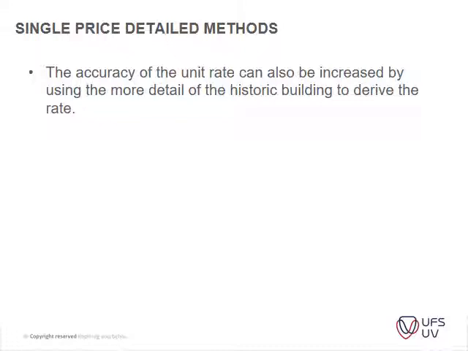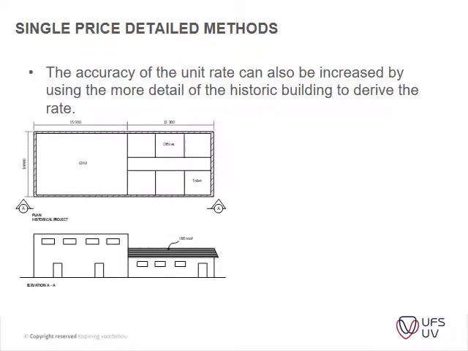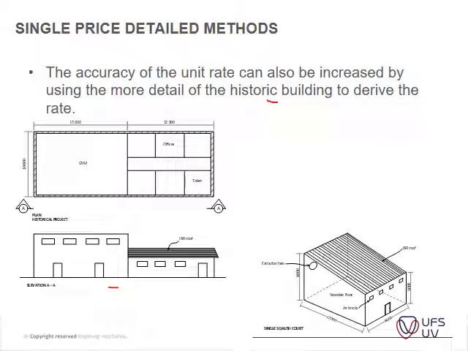Then you've got your single price detailed methods. This is what we've looked at. The accuracy of the unit rate can also be increased by using more detail of the historic building to derive the rate. So this is an example that I discussed in class, where you had a previous development that had certain elements towards a new development. We had a new squash court that was being developed, but there's no single item that could be used the same. For instance, you had a gym with wooden flooring, and your squash court also had wooden flooring, so you could use the rate per square meter for your wooden flooring and apply it here. But it had a concrete roof, which you couldn't apply to your new building.